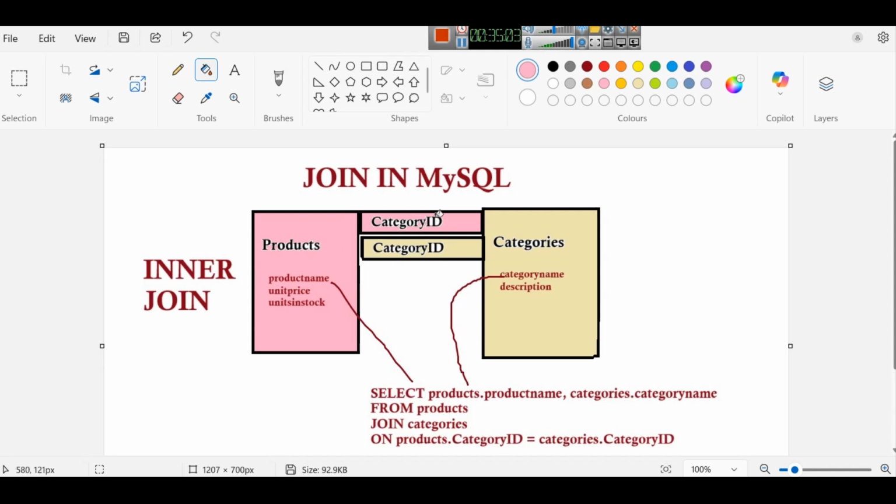In this table, category ID is a foreign column, right? In this table, category ID is the primary column, primary key. In this, it is foreign key. So we are joining them together. We are joining these two tables on this column. Yes, whatever is common between them will be used in join on. Understood?